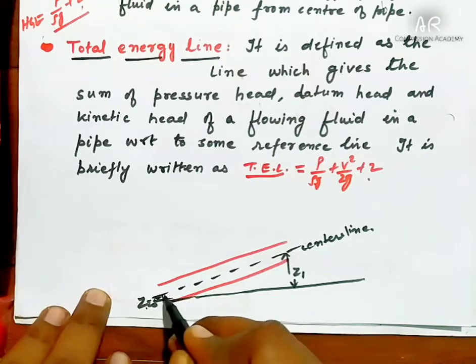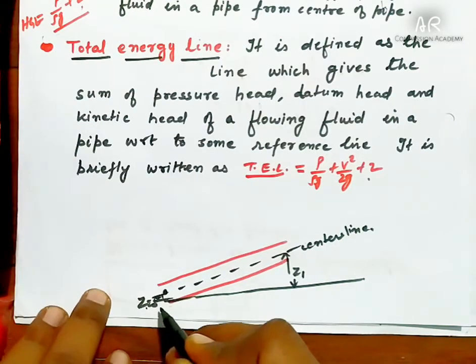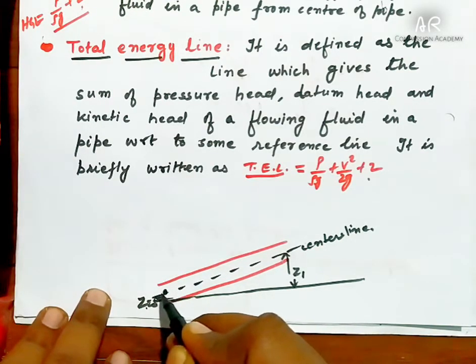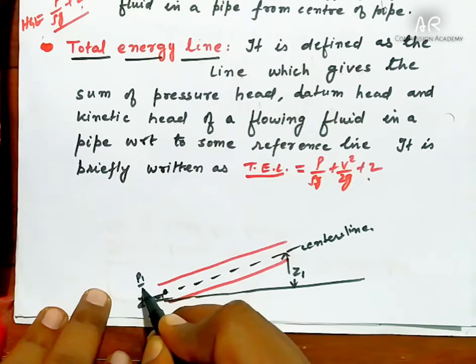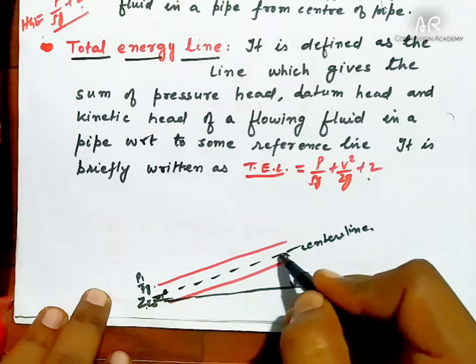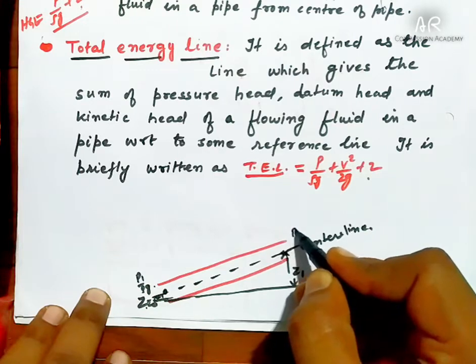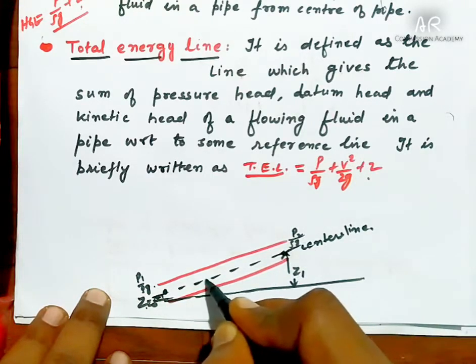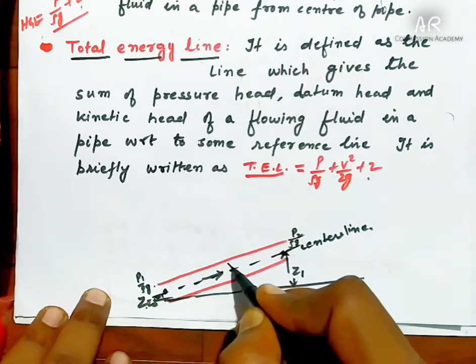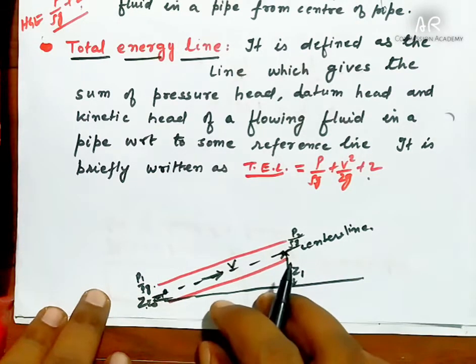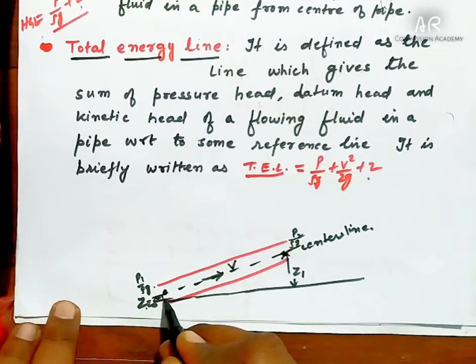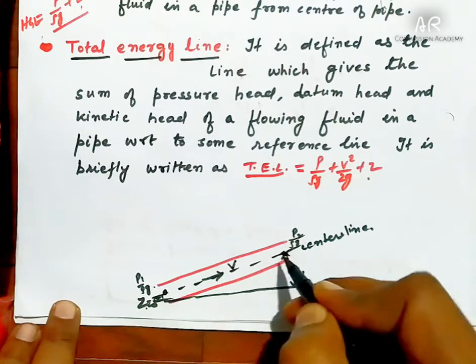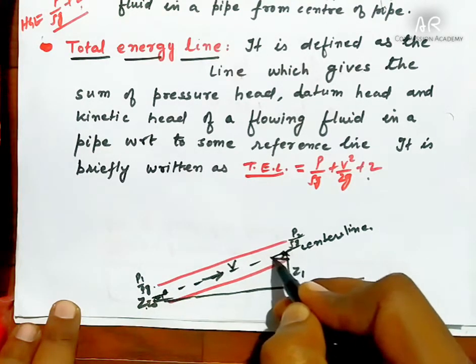And here there will be a pressure head. And suppose the pressure head is P1 by rho G. And suppose here the pressure is P2. So pressure head will be P2 by rho G. And the velocity of fluid flowing in this pipe is V. Then the reference line will be taken as this center line.